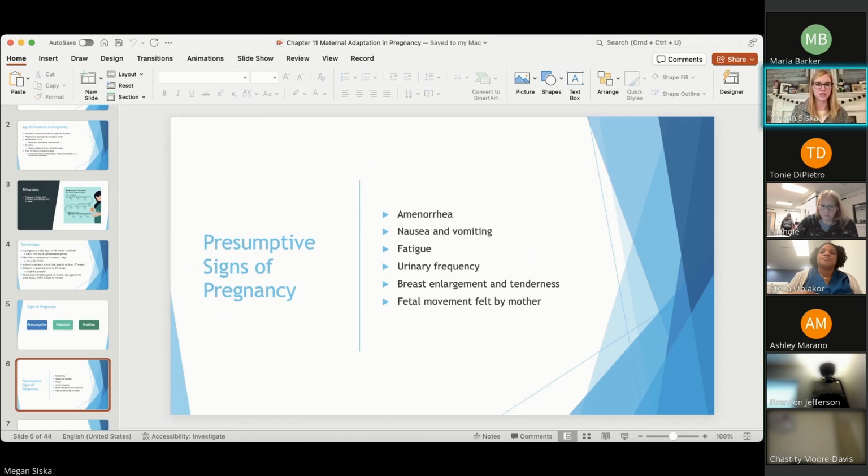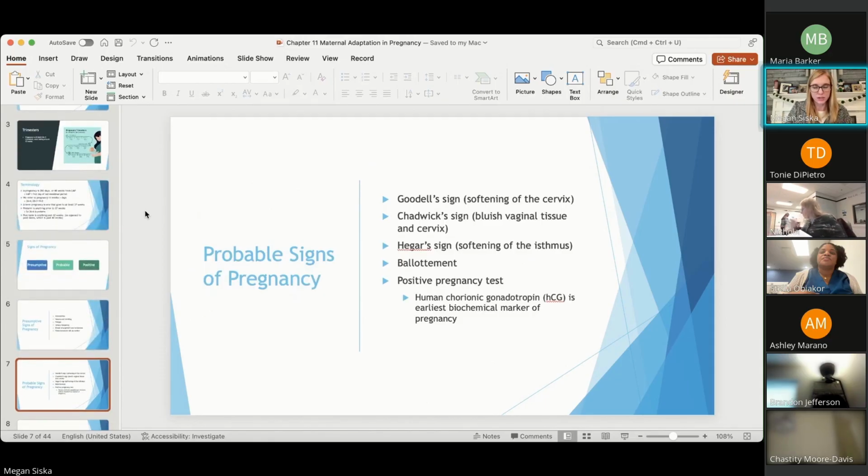These are presumptive signs. The reason that these are not positive signs of pregnancy is because these could all be caused by different things like hormone changes, some type of GI distress. They could have missed their period because they're stressed out or they're exercising a lot or they have PCOS. So we just can't say, oh, you're pregnant based on these presumptive signs. Now, probable signs, these are things that the practitioner, so the doctor, the midwife, the nurse practitioner, can measure, we can do a test for, but we still can't say with 100% certainty that they're pregnant. So these are probable signs.